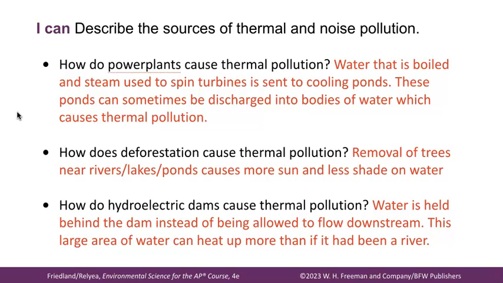How does deforestation cause thermal pollution? The removal of trees near rivers or lakes or ponds causes more sun and less shade on the water. How do hydroelectric dams cause thermal pollution? When water is held behind the dam instead of being allowed to flow downstream. This large area of water can heat up more than if it had been a river.